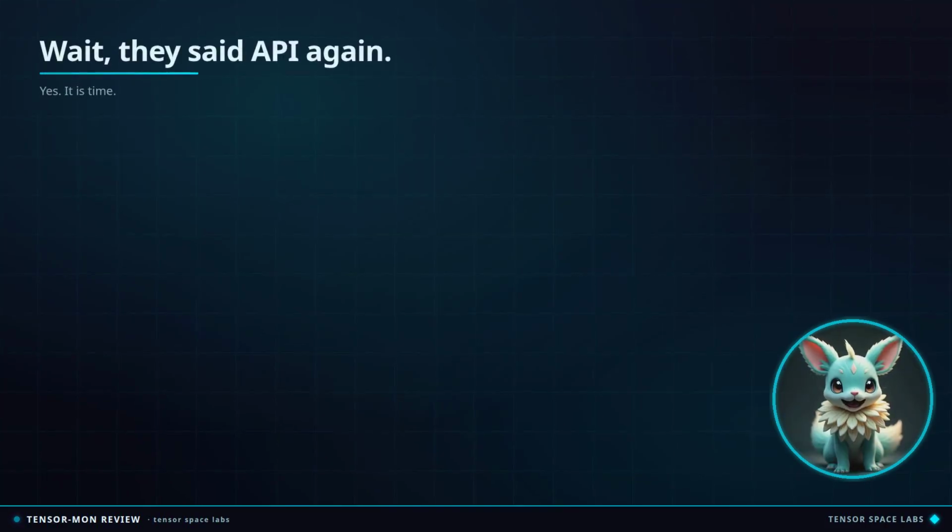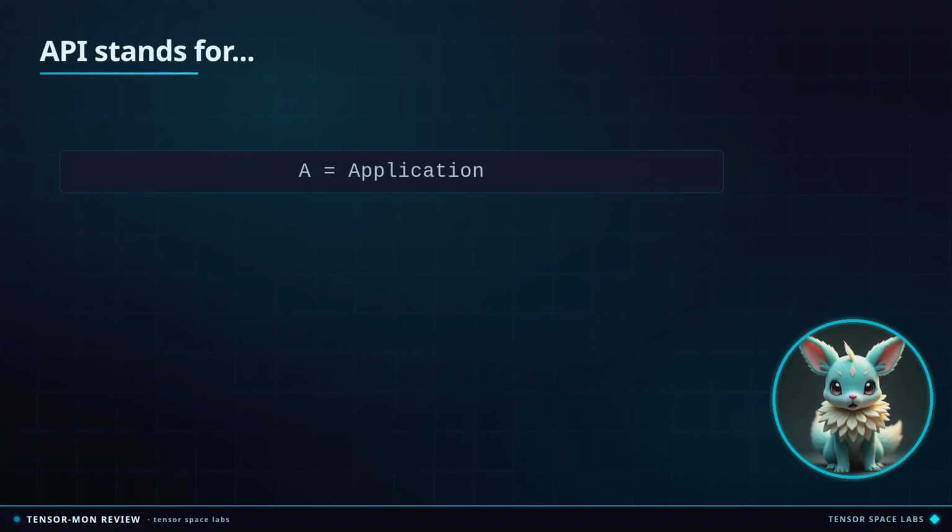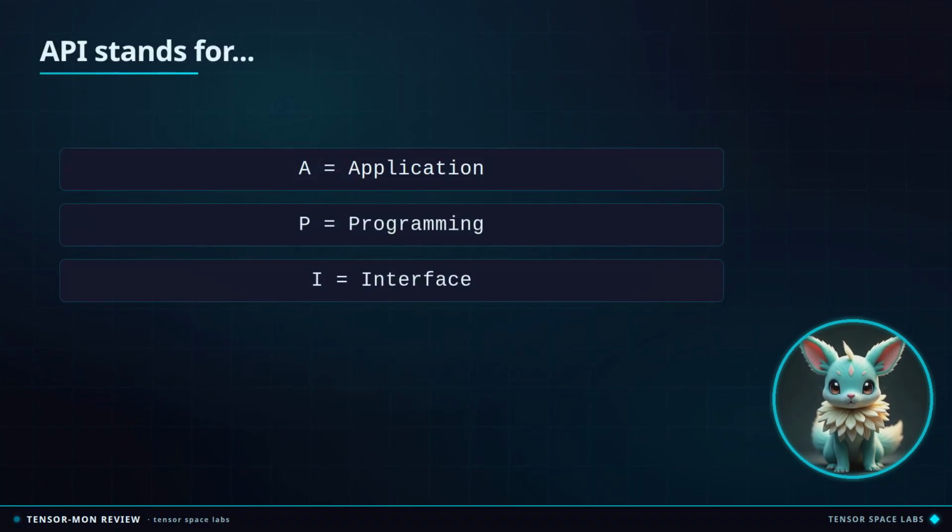You heard me say API 3 times now. That is on purpose. API is the connective tissue of every piece of software you touch every day. Once you see it, you cannot unsee it. So let us actually unpack what those 3 letters mean. Application Programming Interface. Sounds dry.